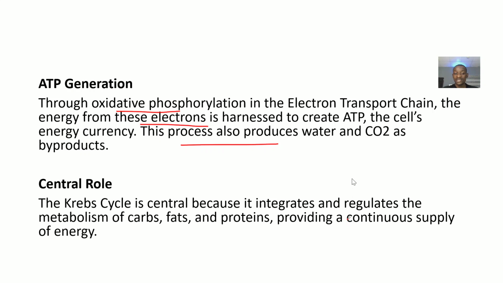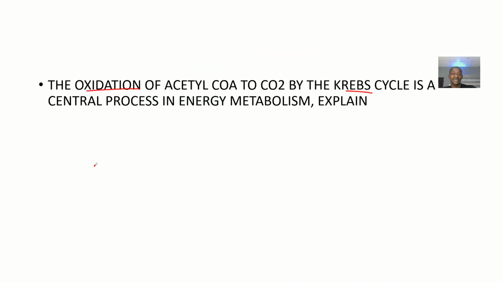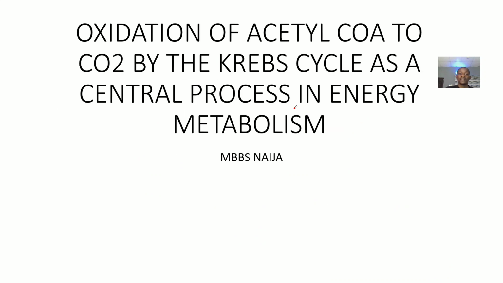So talking about the central role now, the Krebs cycle is central because it integrates and regulates metabolism of carbohydrates, fats, and proteins, producing a continuous energy flow. Right? So that's it. But from this explanation, you guys have gotten why the oxidation of this acetyl CoA to CO2 is important, so that this oxaloacetate can be reproduced so that the cycle can continue. Without CO2 production, the cycle will not continue. You get? So that's it.